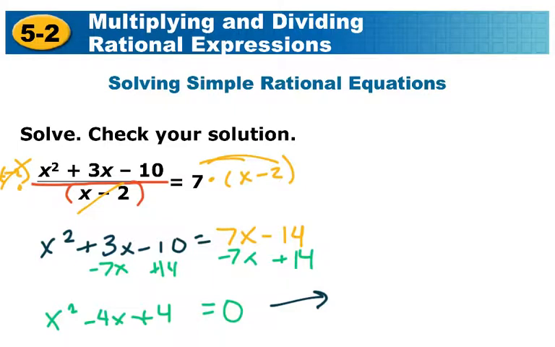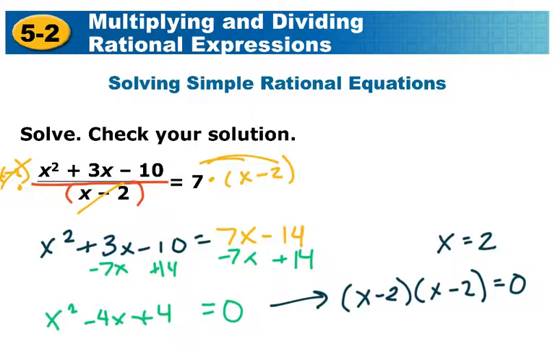So let's see, I'm going to multiply to be positive 4 and add to be negative 4, and so that actually comes from x minus 2 and then x minus 2 again. So when will those two equal 0? Just at an x of 2. So we know that x equals 2.